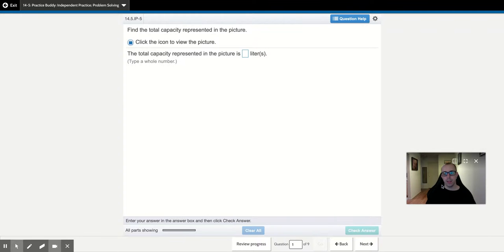Good morning, everybody. Today we are going to talk about liquid volume. When we are discussing liquid volume, what we're talking about is the amount of liquid or fluid that can fit inside of a container. Most of what you're going to see today is going to be talking about liters. A liter can fit about 33 ounces of fluid in it.